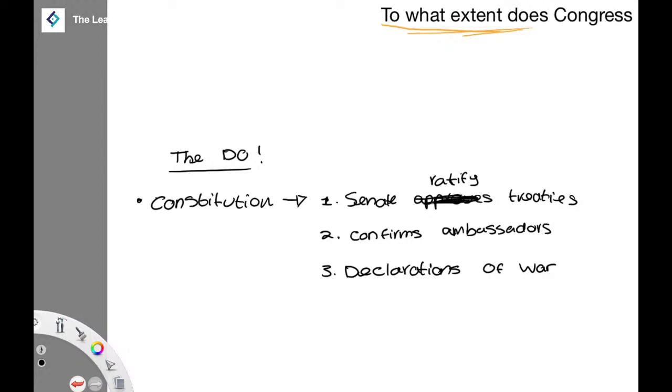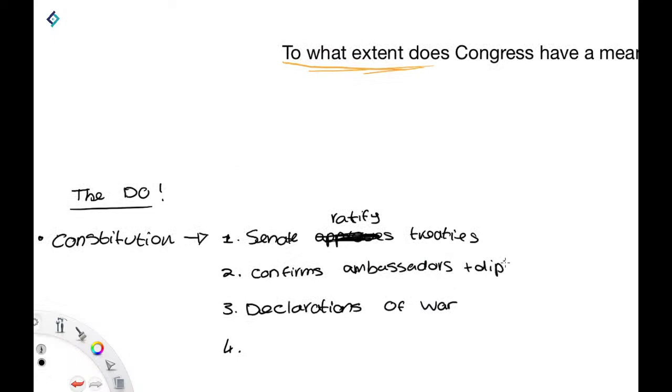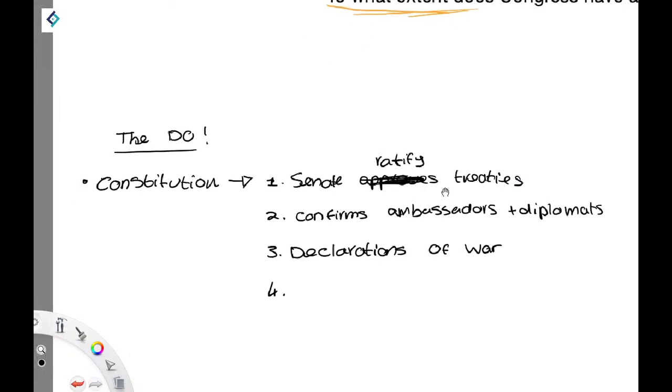If you want to formally declare war as the United States, then you have to do so within the framework of Congress. Congress has the power to declare war. This is all in the Constitution. Diplomats need to get the Senate's approval, so confirms ambassadors, diplomats. On making treaties, the president has the power to sign and create treaties, and it's the Senate that ratifies the treaties, that brings the treaties into power.